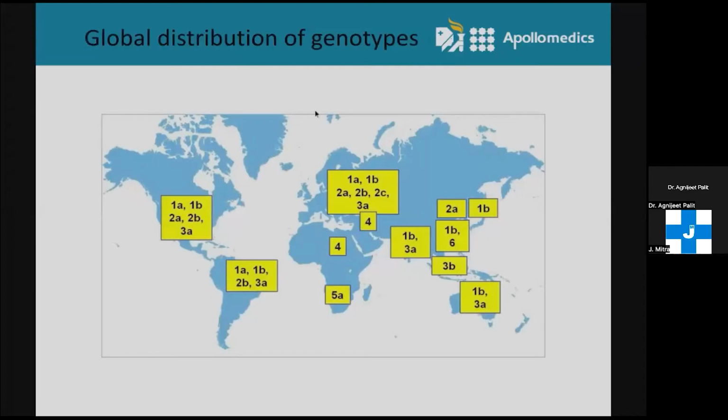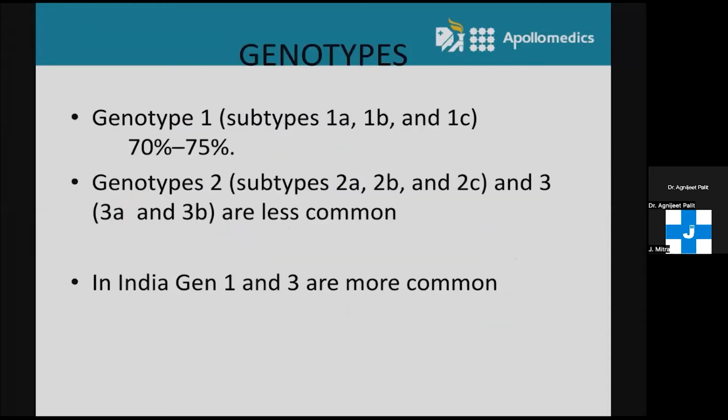If we see the global distribution of the genotypes, here you can see that in India, 1 and 3 are mostly common. Globally, 1 is the most common, accounting for 70% to 75%. In the Western countries, 1 and 2 are more common. In India, genotypes 1 and 3 are more common.